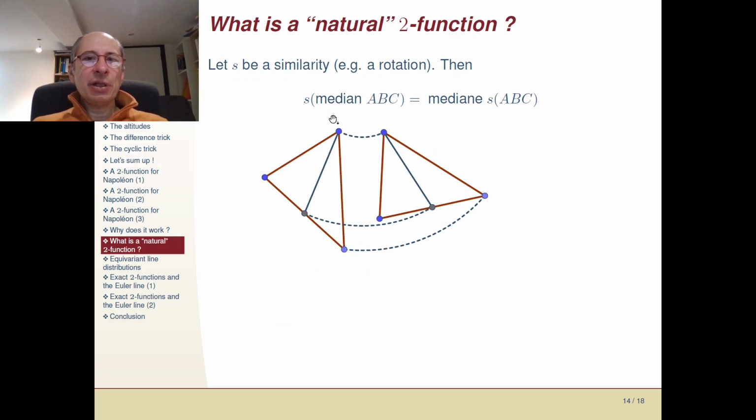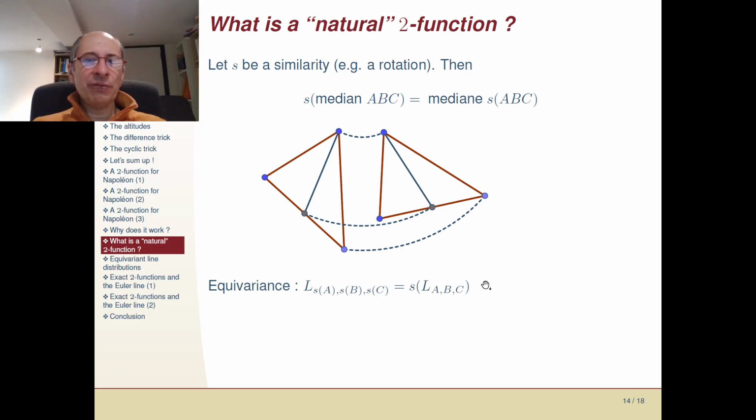So, let's first consider a triangle, and on this triangle we can use some similarity, for instance, a rotation. And if we rotate it, and if we take a line which has a geometric meaning, for instance, the median, then the median will be rotated along with the triangle. This property has a name which might be a little bit frightening, but it's not really difficult, because it's just what I have explained here on this picture. The name is equivariance. We say that the line that we have defined is equivariant.